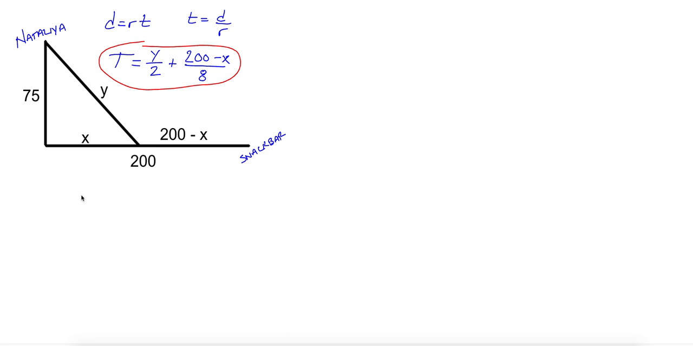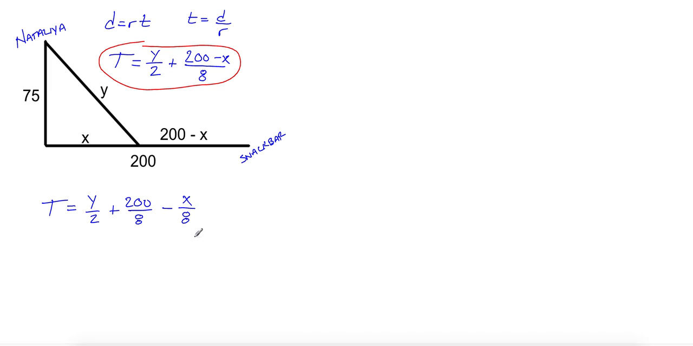So I'm just going to simplify that out a little bit. So I have different terms here. Let me get a different color. So we have t is equal to y over 2 plus 200 over 8, which could actually be simplified even further, not necessary now, minus x over 8.